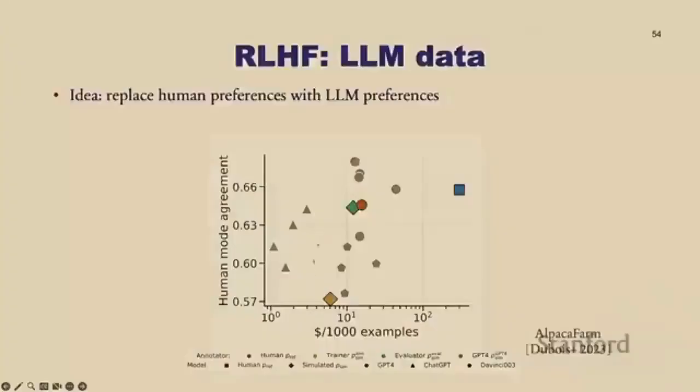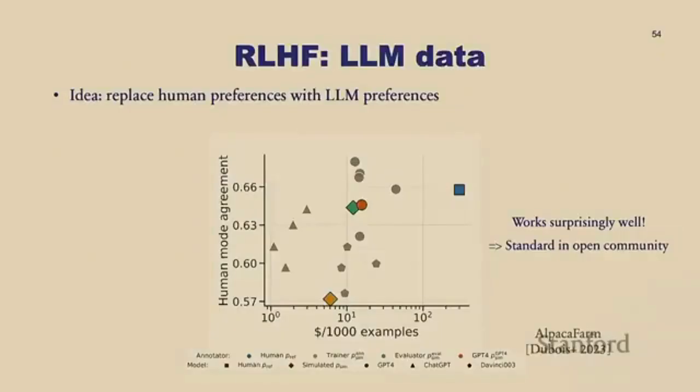And here I just showed many different models. And basically, you see that models are much cheaper, and they can actually get higher agreement with the mode of humans than humans themselves. The reason is that humans have a lot of variance, models have no variance. So they might be a little bit more biased, but have less variance. So it works surprisingly well, and now it's kind of the standard in the open source community.